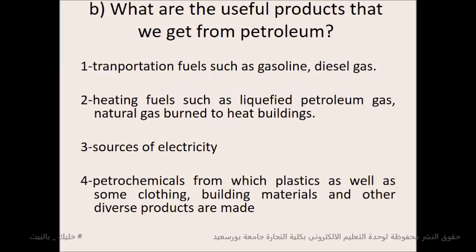The second question. What are the useful products that we get from petroleum? Number 1. Transportation fuels, such as gasoline, diesel gas. Number 2. Heating fuels, such as liquefied petroleum gas, natural gas burned to heat buildings. Number 3. Sources of electricity. Number 4. Petrochemicals, from which plastics, as well as some clothing, building materials, and other diverse products are made.